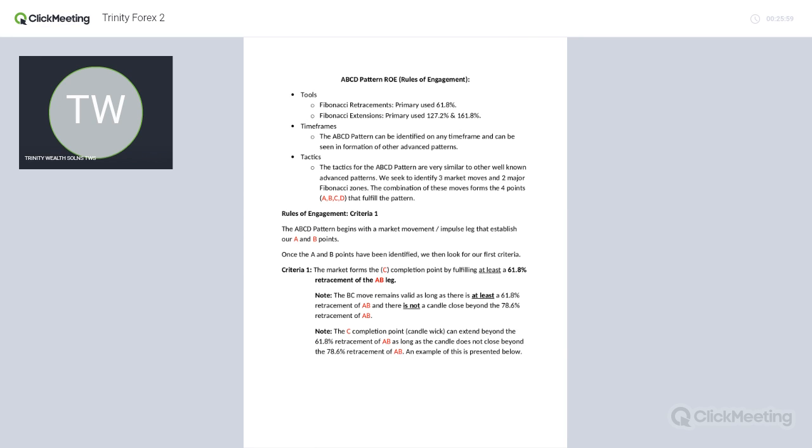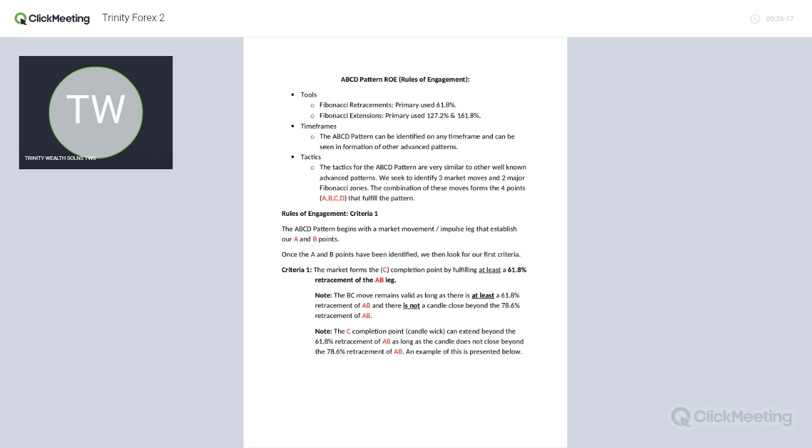You're doing an ABCD pattern. We want to understand the rules of engagement of the ABCD pattern. All right, we've been doing several patterns, so this is another one of the patterns we also use in trading. But now this is a pattern you generate yourself, by drawing the key lines and the key ratios.